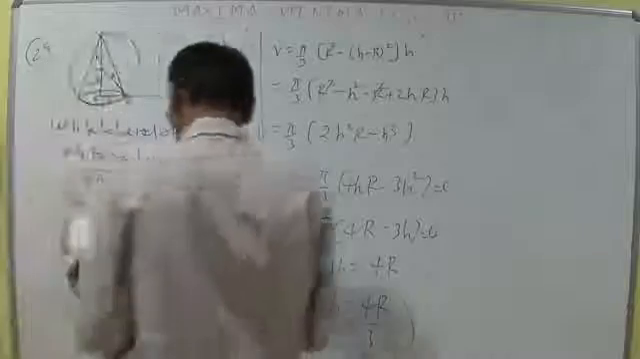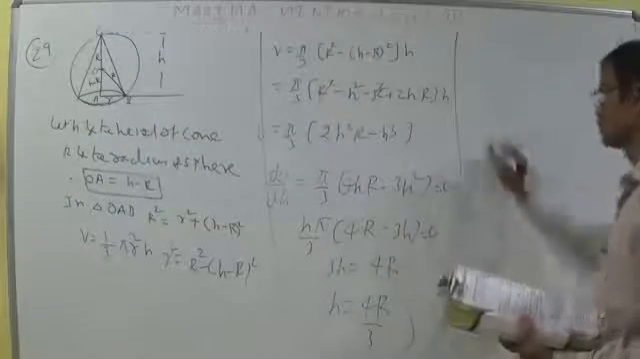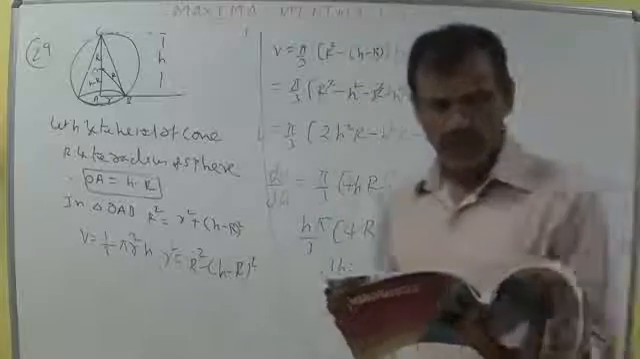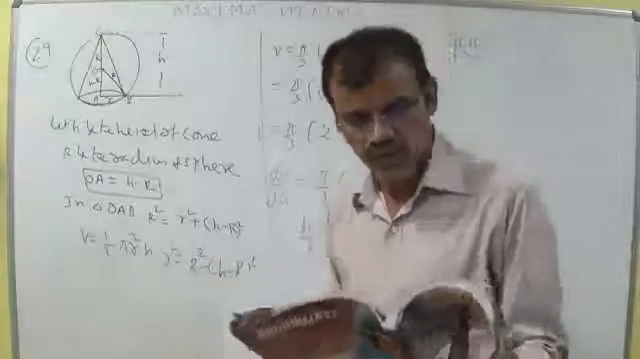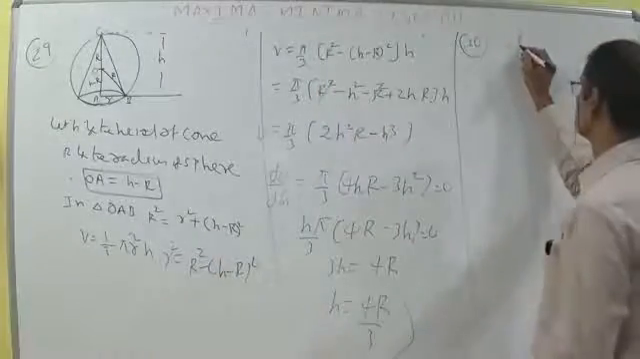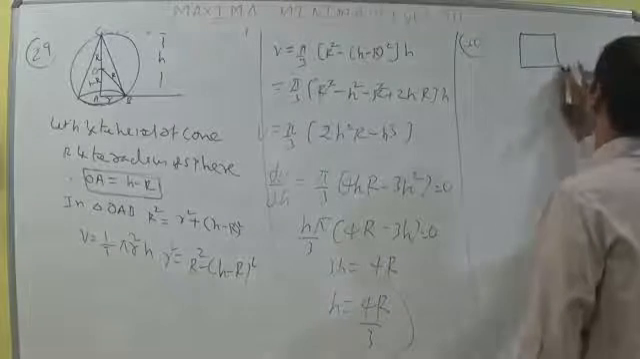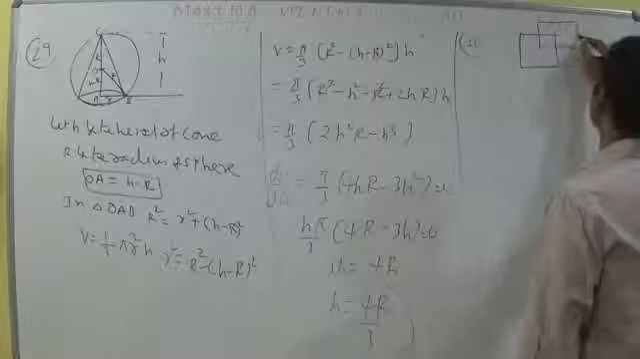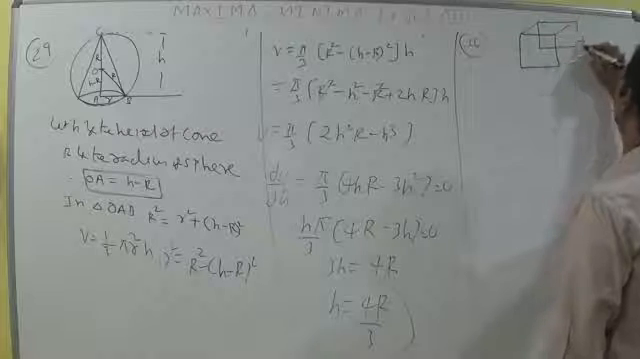Now let us discuss the 30th question. An open rectangular tank with a square base. Try to understand that this is having a square base. The open rectangular box has a square base, and the sides are rectangular, but the base is a square base.